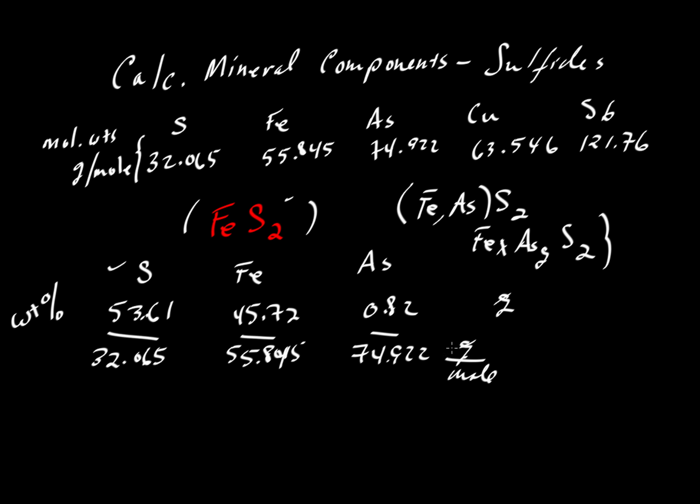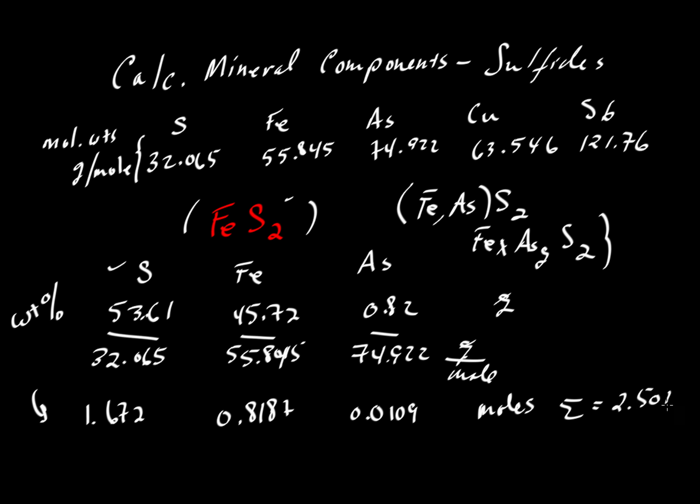You can see that the grams will cancel, then we have 1 over moles, and so when we divide these out, then the resulting units will be moles, and we'll get 1.672 for sulfur and 0.8187 or thereabouts for iron, and 0.0109 for arsenic. So that would be in moles. Now these will all sum to 2.5018.